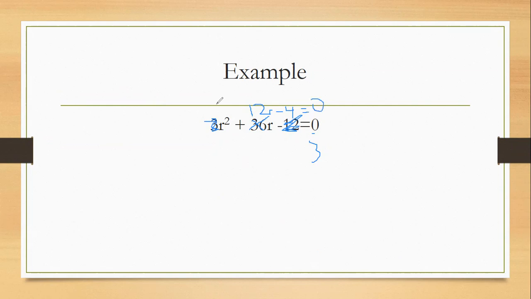Yes, Chris, simplify if possible in the beginning. Divide all the terms by the same number. That includes your answer on the right side. It's not always going to be 0. Sometimes it'll be like 7, right? In that case, you wouldn't be able to do anything. But normally, you're not going to be given a problem like that. So in this case, you divide everything by 3. And now your new trinomial is r squared plus 12r minus 4 equals 0.